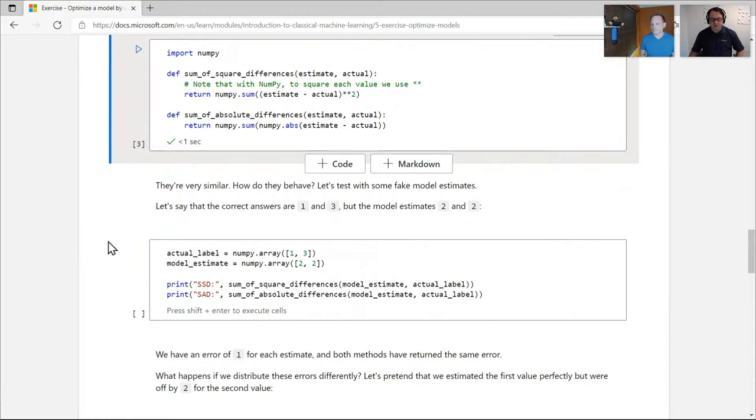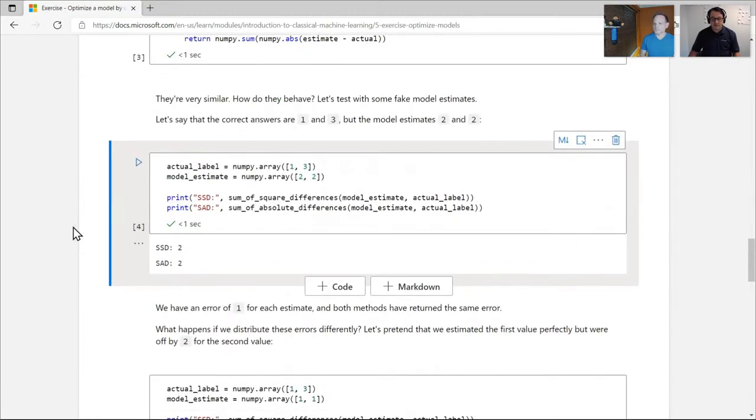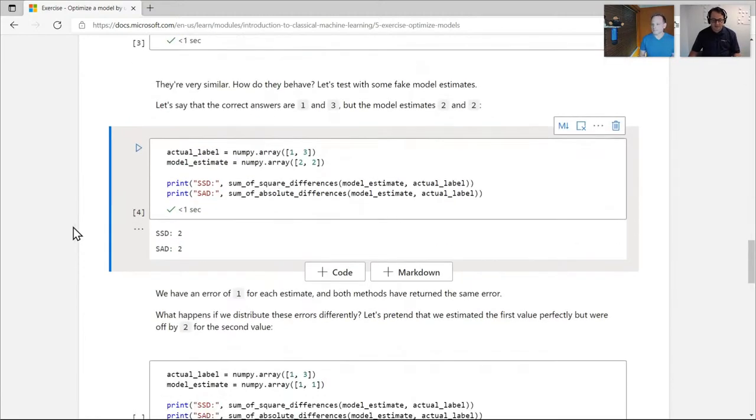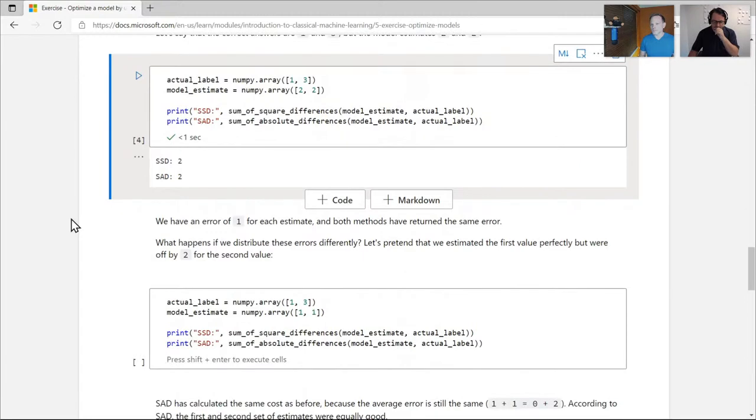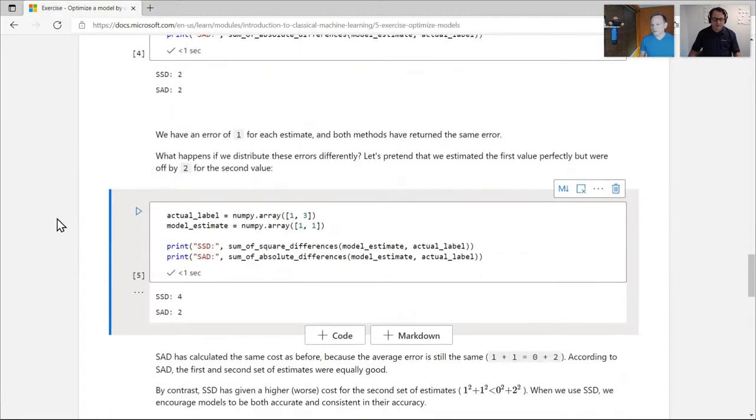Right. And we have some simple examples. We've got an array here for the actual, which is 1 and 3, and the estimate, which is 2 and 2. We use those as inputs to both of those values, and then see how they compare. In this particular case, there's not too much difference, but we've had an error of 1 for each estimate. If we change the values slightly, we'll see that there's a difference between the sum of squares and the sum of the absolute values.